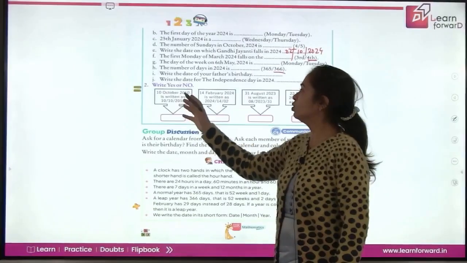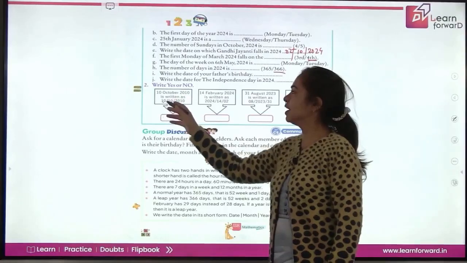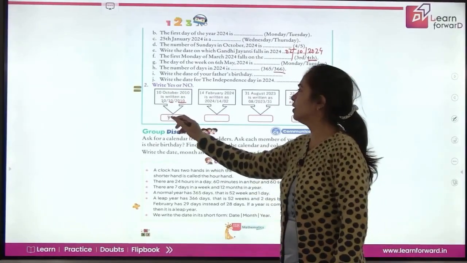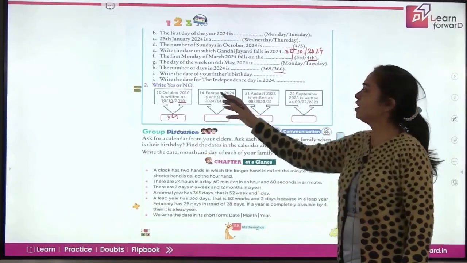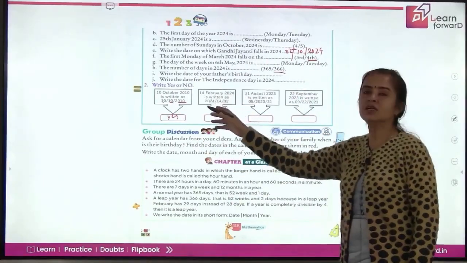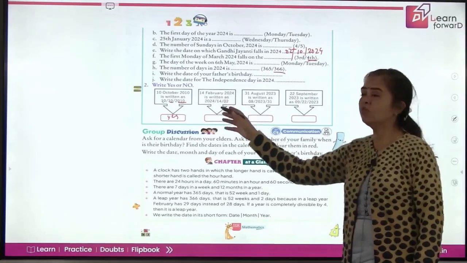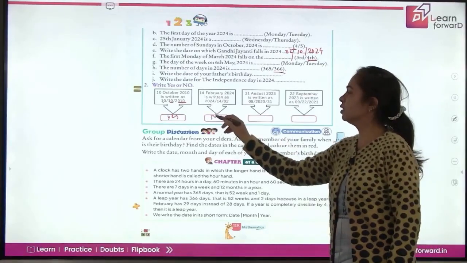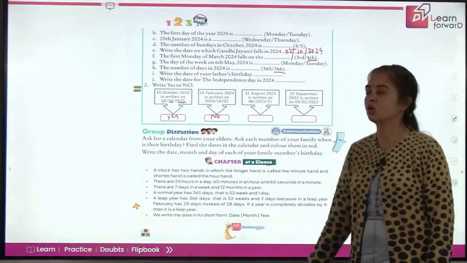So 10 October 2010 is written as 10-10-2010. Yes, this is correct. So you'll write yes here. Now 14 February 2024, is it written as 2024, then 14, then 02? No. So similarly, you have to check whether the other ones are given correct or not.